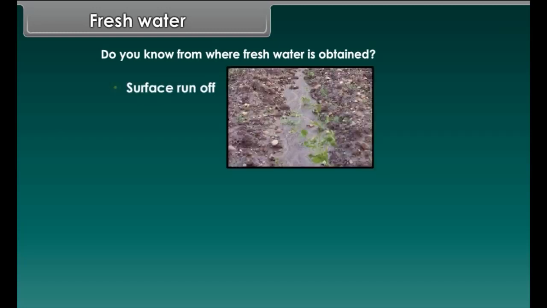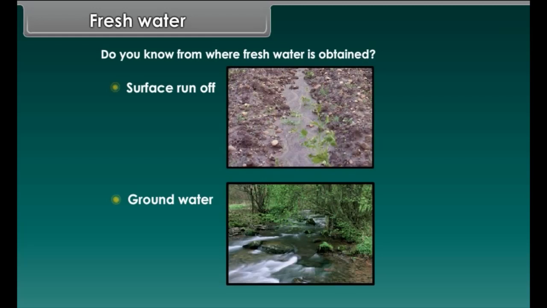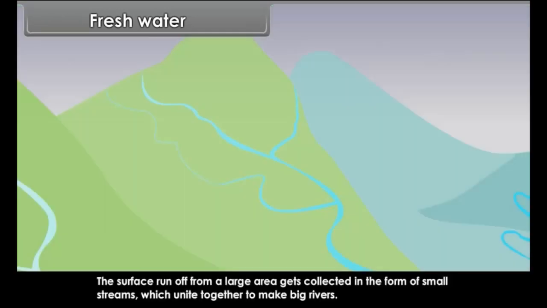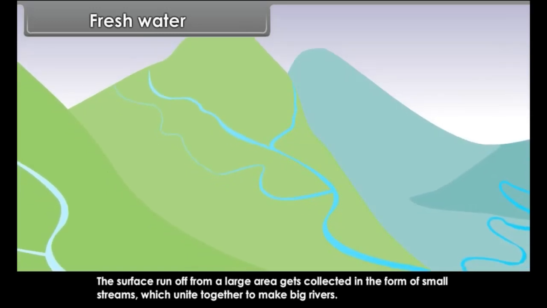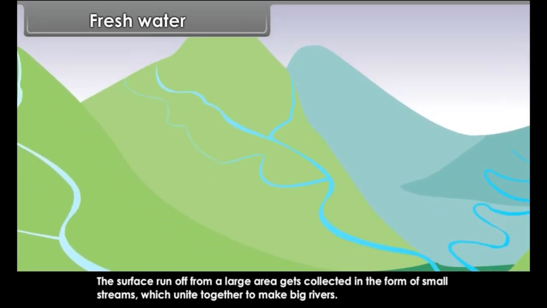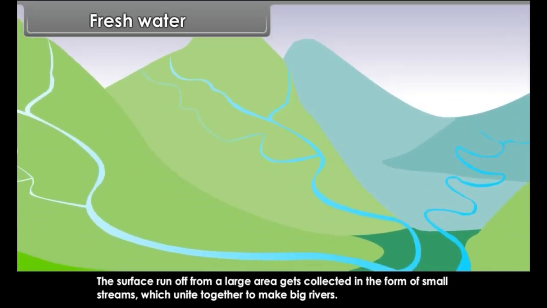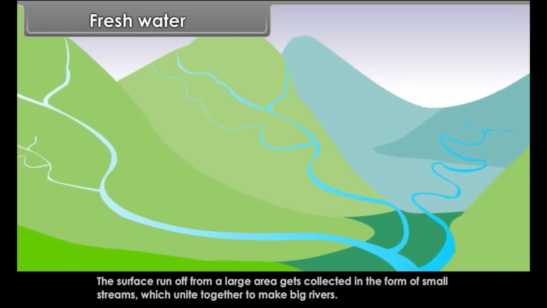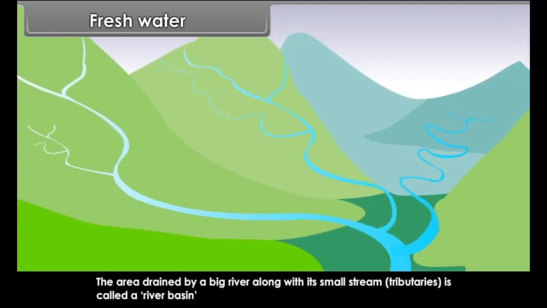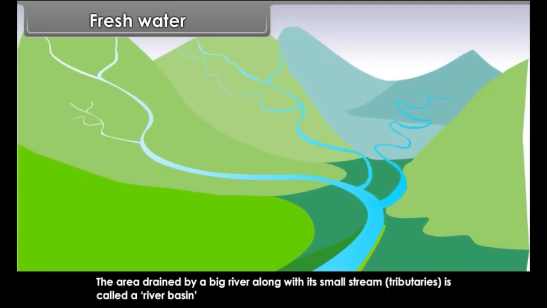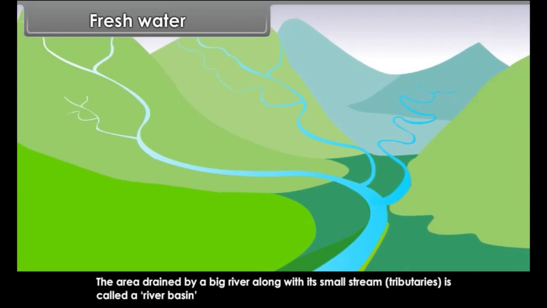Surface runoff. Groundwater. Can you say what surface water is? It is the overland flow of rainwater. The surface runoff from a large area gets collected in the form of small streams which unite together to make big rivers. The area drained by a big river along with its small streams, tributaries, is called a river basin.